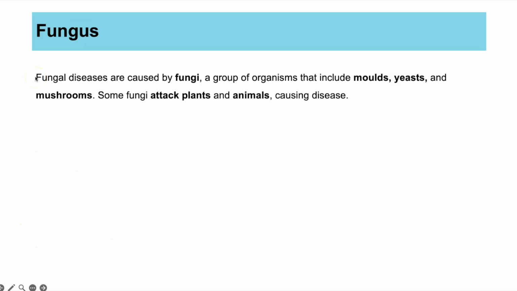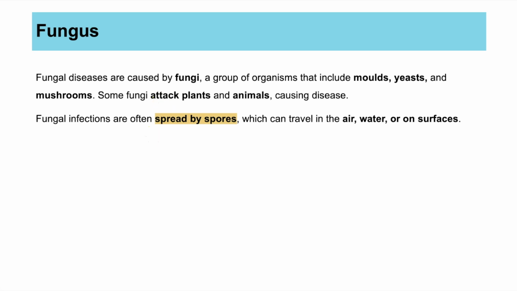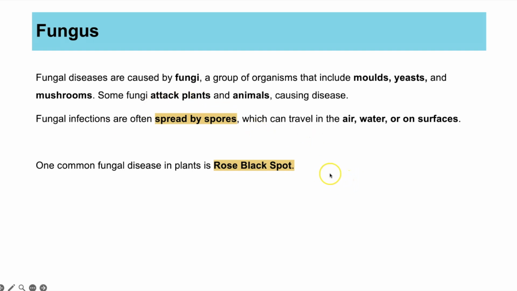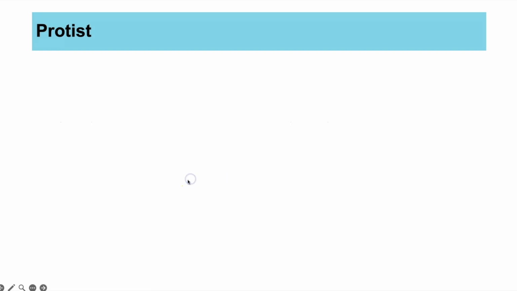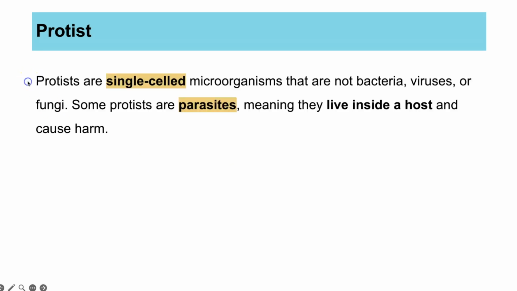The next group that we're going to look at are fungus. And fungal diseases are caused by fungi, which can be a type of pathogen. And that could be mold, yeast, mushrooms, and you have some that attack animals and also plants. Fungal infections are often spread by spores, which are a bit like tiny little seeds in fungi. And they can travel in the air, water, and also they can remain on surfaces. And the key one that you need to know is a fungal disease that infects plants known as rose black spot. Lastly then, we've got the protists, and these are single-celled microorganisms.